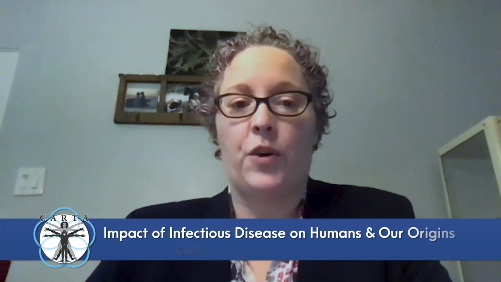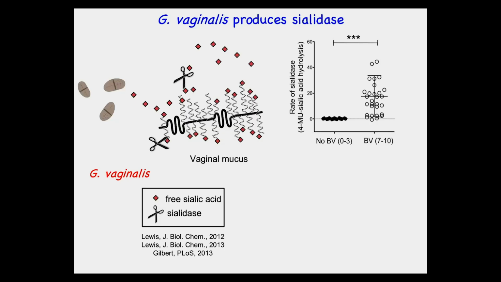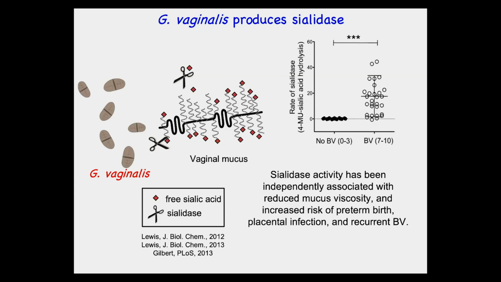It's believed that Gardnerella is the primary contributor of this enzyme to the vaginal fluids, and it can not only cleave off the sialic acids, but then catabolize them and grow by being able to use them. And this allows for a depletion of the sialic acids from the mucosal surface.